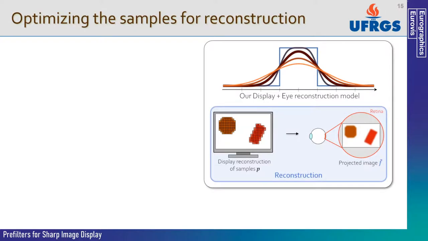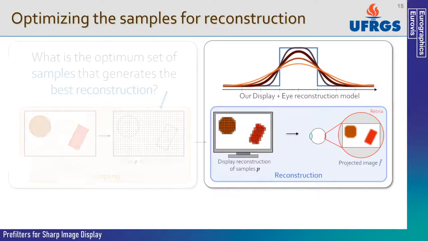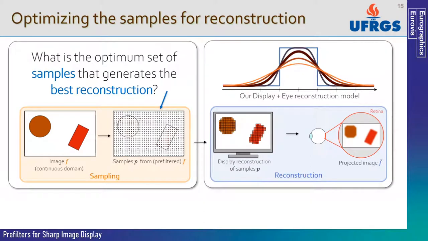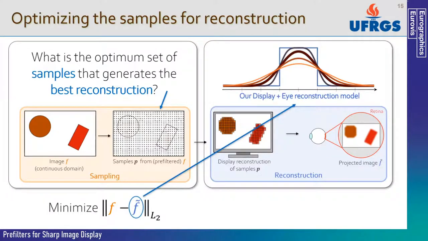With this model at hand, one can now ask, what is the optimum set of samples that generates the best reconstruction? We choose to model this problem by minimizing the L2 distance between the input image F and its reconstruction F tilde, which is obtained by reconstructing the samples with the display plus eye reconstruction kernel. The resulting metric is perceptual since it takes into account the viewing conditions.